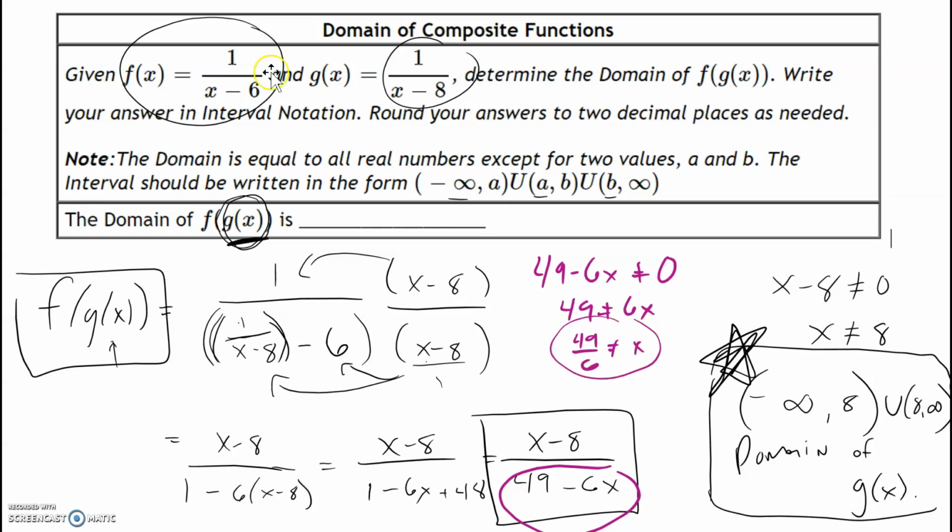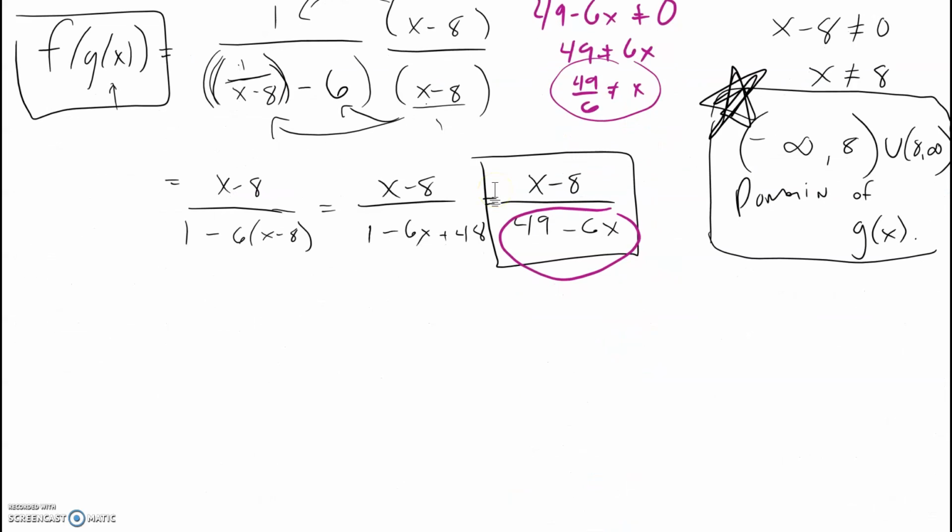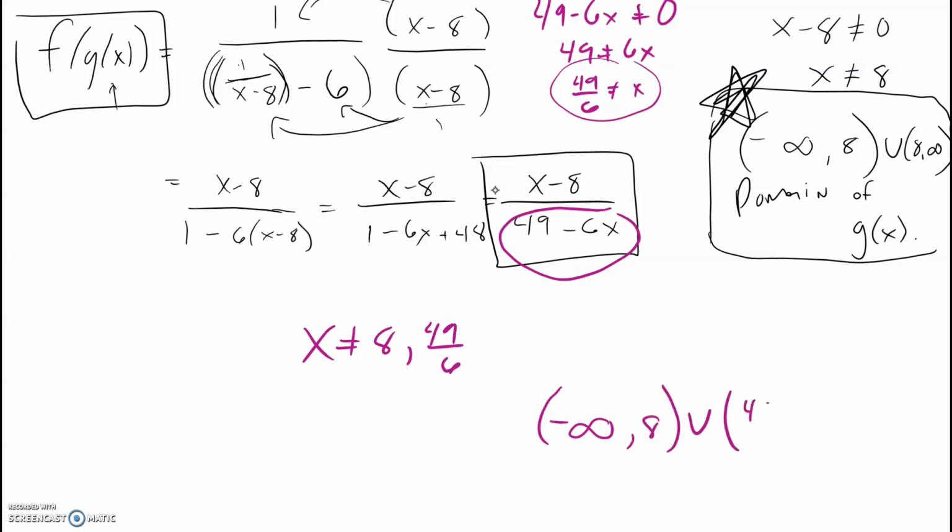So my domain is, if I didn't have to write it in interval notation, all x values, but it cannot be 8 and it cannot be 49 over 6. I could just say that. But the computer wants me to go interval notation, so I have to start at the smallest number, go to the next biggest one, which is 8, union that, and then the set from the next biggest number, 49 over 6, which is a little bit bigger than 8, so sorry, go in order.